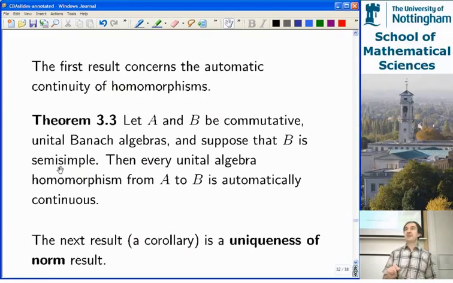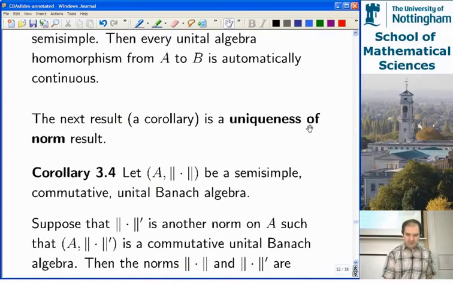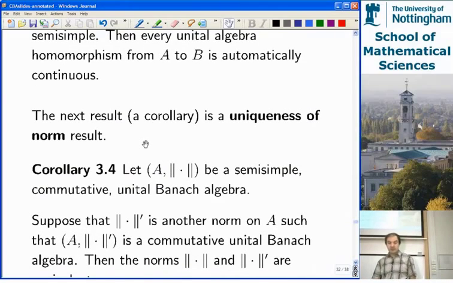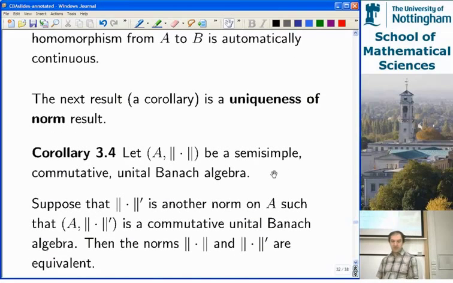There's a version in the non-commutative setting, not quite the same, you need a bit more information, but it's much, much deeper. So the non-commutative version is much harder, and moreover, you need to assume then that the homomorphism is onto. But you get this nice uniqueness of norm result. Suppose you've got a semi-simple commutative unital Banach algebra. Think of it as a Banach algebra of functions, maybe, on some compact Hausdorff space. And suppose you find another norm that also makes it into a commutative unital Banach algebra. You might have thought you could find a completely different one. But it turns out not. They have to be equivalent.